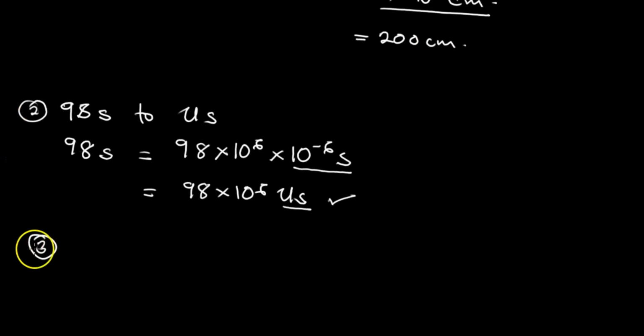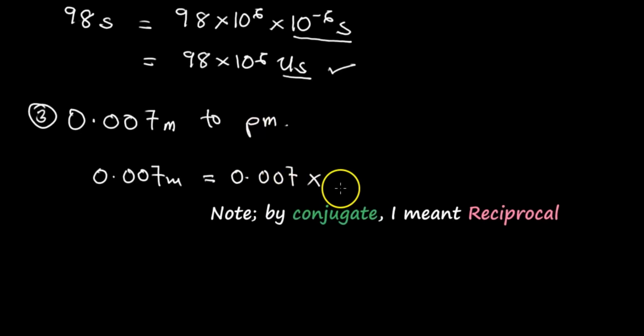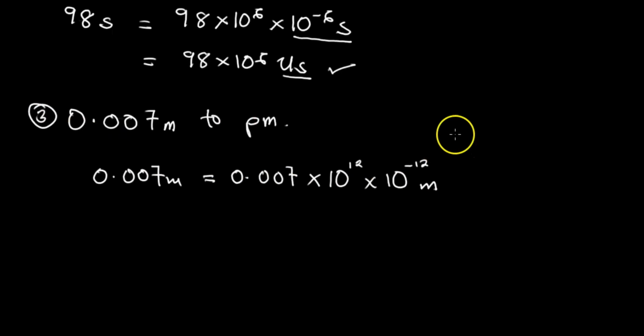0.007 meters to picometer. Now straight away I would write 0.007 meters to be equal to 0.007 times pico, which is 10 exponent negative 12. So I'll start with the conjugate of pico, which is 10 exponent 12 times 10 exponent negative 12 meters. And if you want, right at this point, you can just write 0.007 times the conjugate, which is 10 exponent 12, picometer, and you are done.